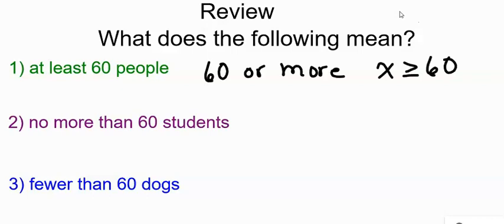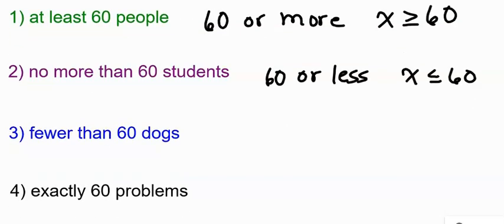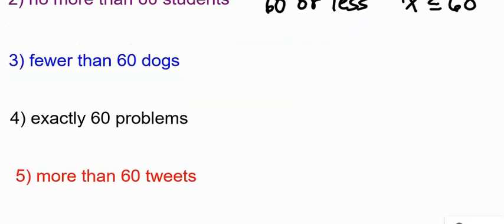If you say there's no more than 60 people in this room, that means there could be 60 or less. So there's no more than 60, but there can at least be 60 or less. That'll be our x is less than or equal to 60. We're going to have about 5 of them up here.